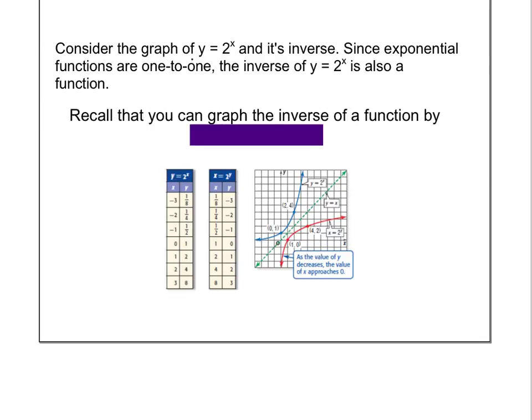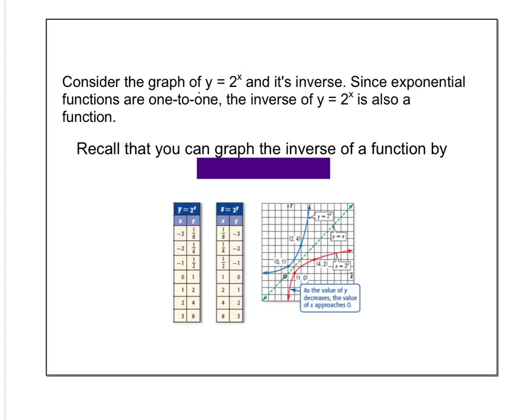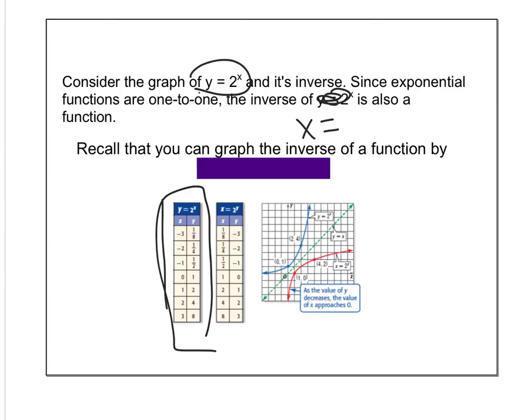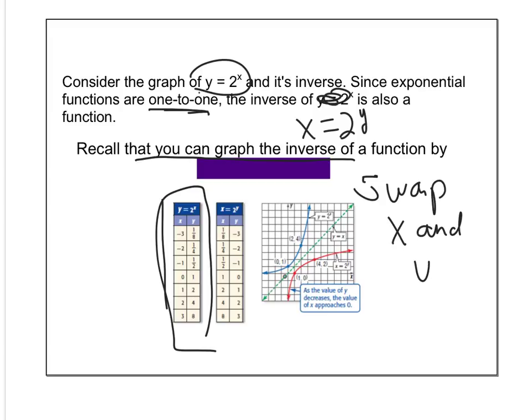If you have y equals 2 to the x, that would be an exponential. You should recognize that; we talked about it yesterday. Now if I flip it, so x equals 2 to the y, that's also going to be a function because exponentials are 1 to 1. To graph the inverse, all you need to do is swap x and y. So here you have -3, 1/8, then when you flip it, it's 1/8, -3.